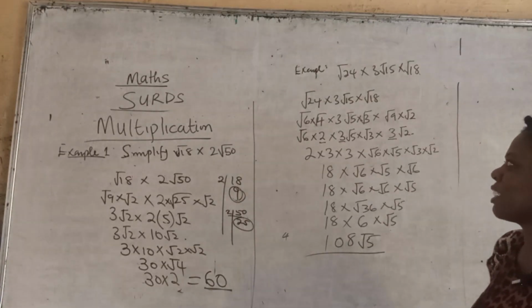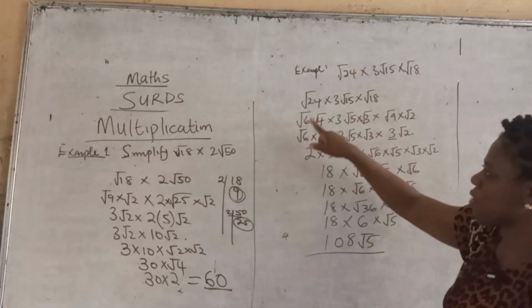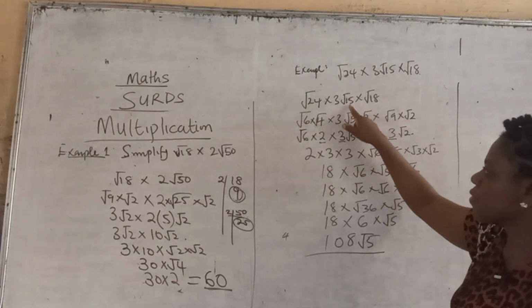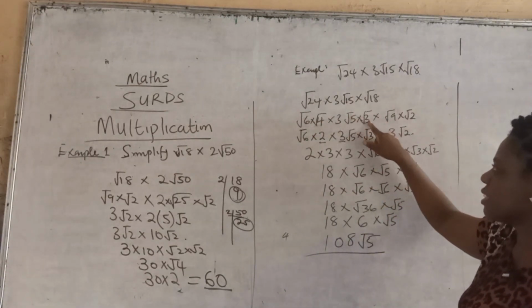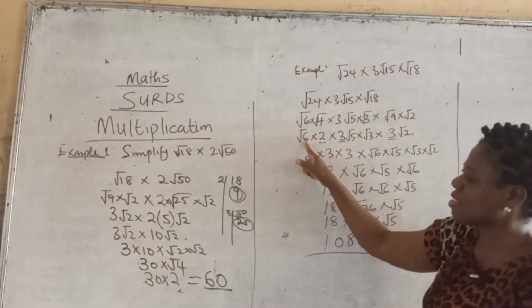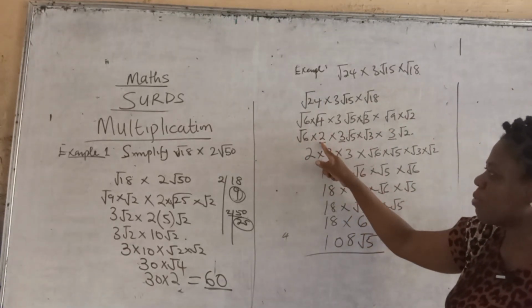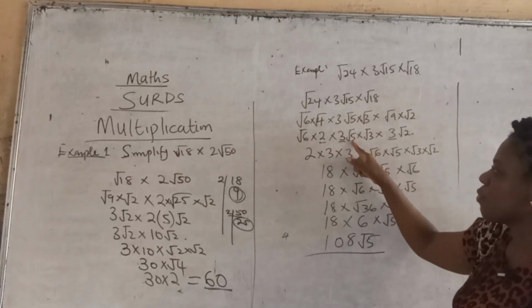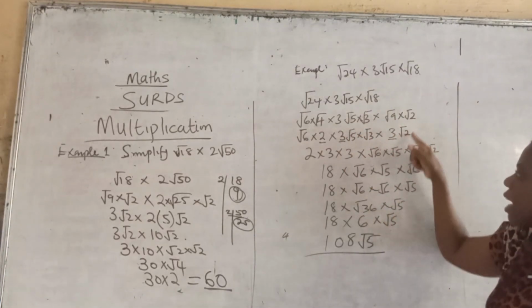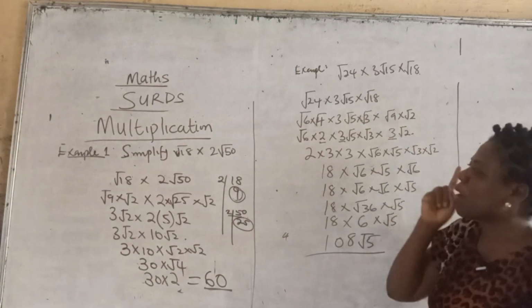Let's flash back. 24, we find the square root. The factors are 6 and 4. 15, we break it down again, 5 and 3. 18, 9 and 2. And 6 does not have a square root. 4 has a square root, and we have 3 there. Root 5, root 3. Root 9 is what? 3. And root 2. We collect number for number.